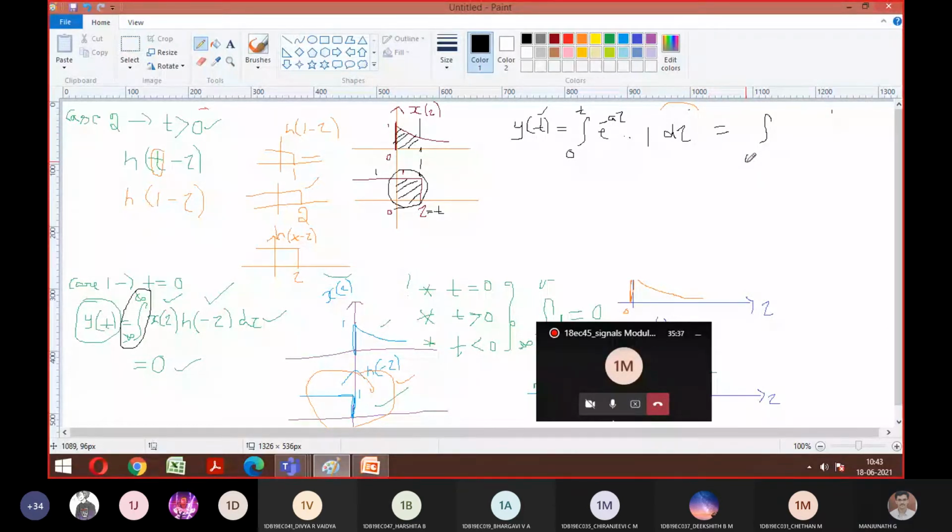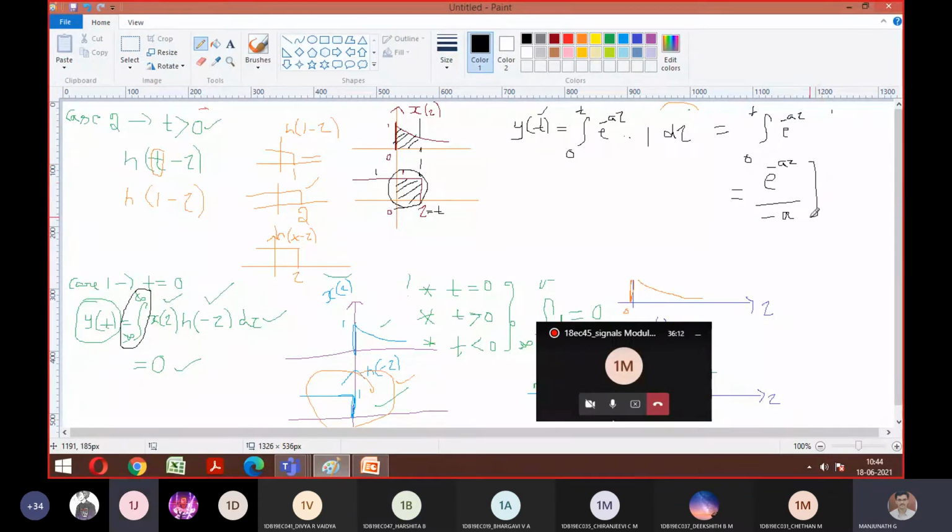So can anyone tell me the integral of e power at? You have the integration formula with you, right? So what is the formula here? e power t divided by... in general, the integral of e power at is e power at divided by a. So e power minus a tau, whole divided by minus a. Is that okay to everyone?